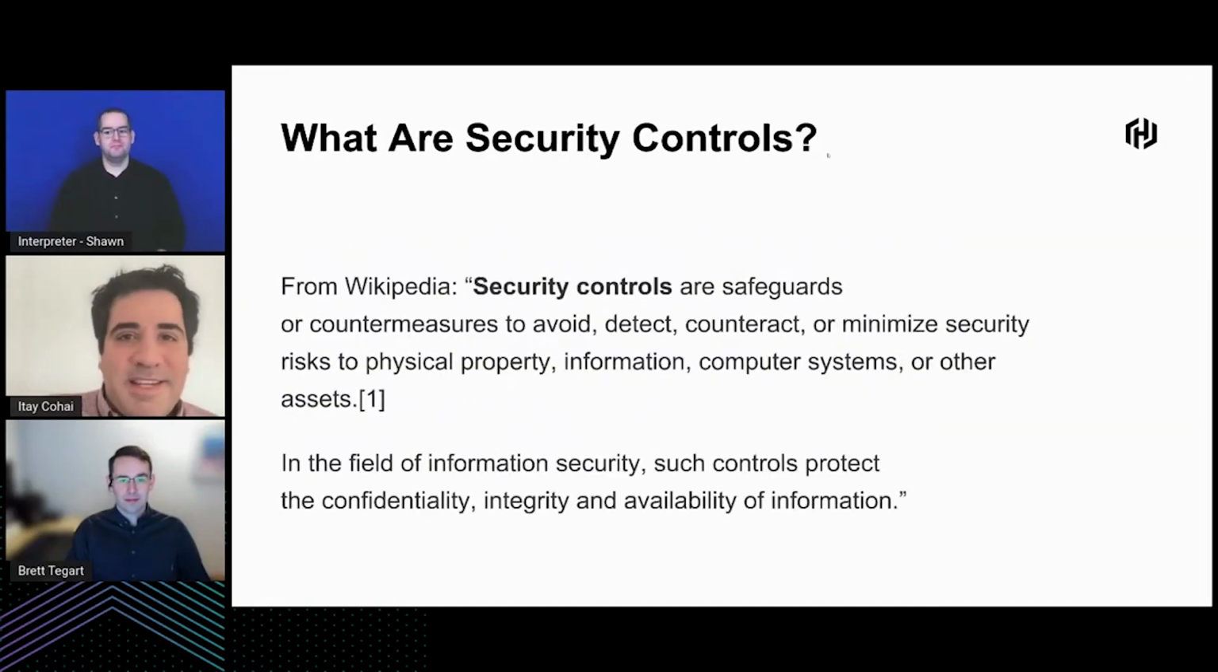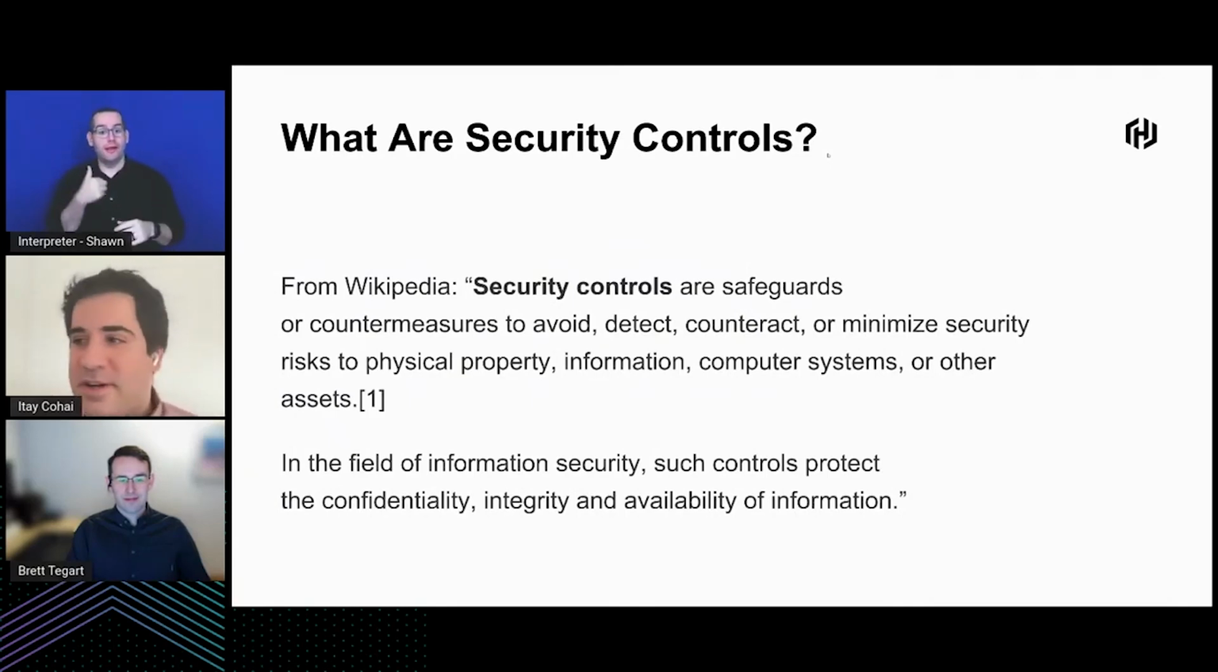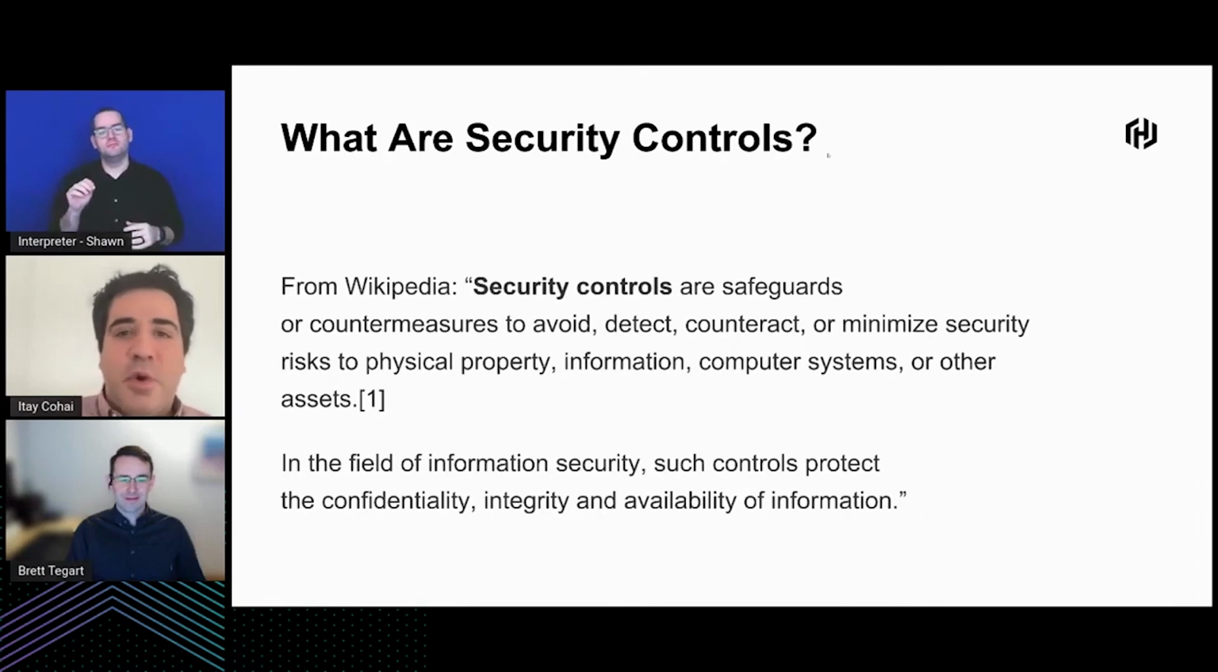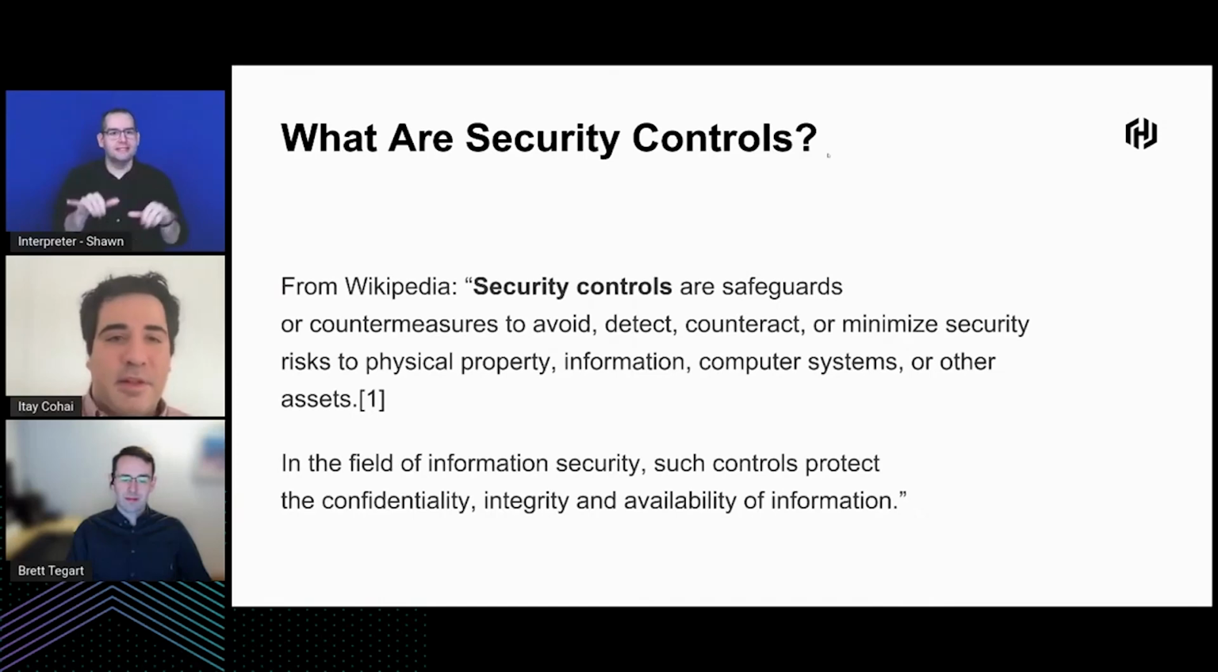Okay, I said security controls. Those of us that are CISOs or security architects probably know what that means. The rest of us probably don't. We are usually focused on technology. So security controls, from Wikipedia, are the things you put in place to avoid, detect, counteract, and minimize security risks. If we focus on computers and technology, that's usually around confidentiality, integrity, and availability of our data.